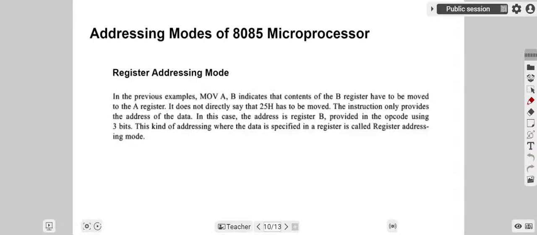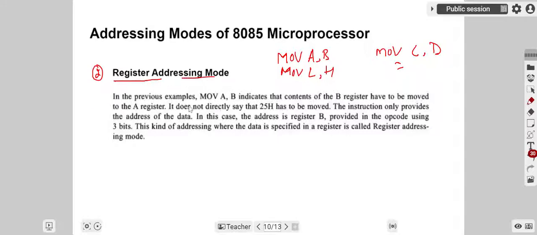Second category is register addressing mode. So, very simply, as the name implies, if the operands have been provided inside the registers, as in MOV A comma B, MOV L comma H, MOV C comma D, all these instructions where the operands are specified inside the registers fall under the category of register addressing mode.